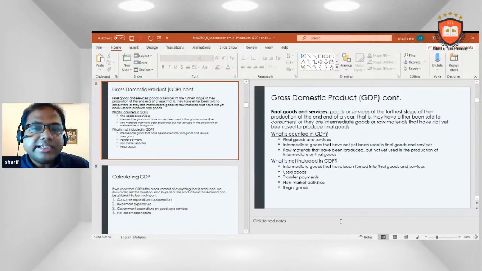What is counted in GDP? Final goods or services, intermediary goods that have not yet been used in the final goods and services, and raw materials that have been produced but not yet used in the production of intermediary or final goods. What is not included in GDP? Intermediary goods that have been turned into final goods and services, used goods, transfer payments, non-market activities, and illegal goods.